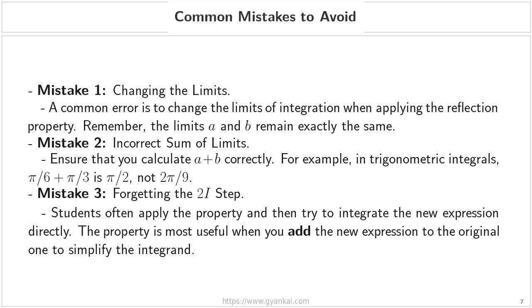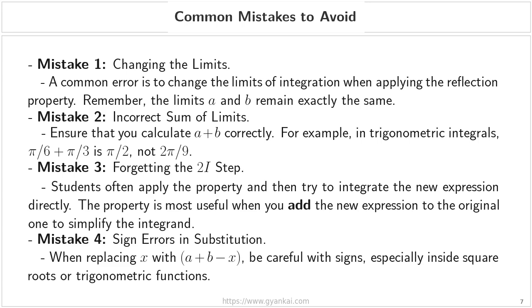Mistake 3, forgetting the 2I step. Now, this is a big one. Students sometimes apply the reflection property, get a new integral, and then try to solve that directly. But remember, the real power of this property comes from using the 2I method, the addition method we discussed. You need to write down the original integral, apply the reflection property to get a second expression for the same integral, and then add those two equations together. That addition is what usually simplifies the integrand and makes it solvable. Don't skip that crucial step.